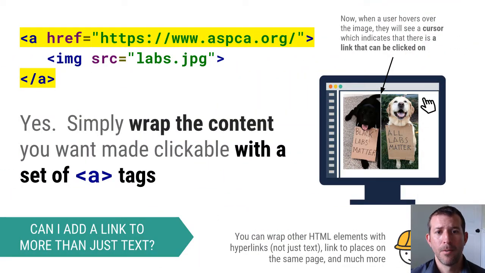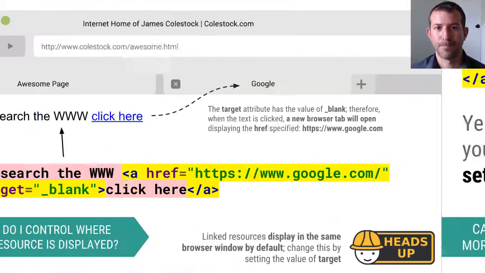So here, I've shown you how you can wrap more than just textual content. In this case, I'm wrapping an image. So I've got a picture of a couple of labs, and then I wrap a hyperlink around it. If someone were to click on a picture of these dogs, the browser would be redirected to the ASPCA's website. So yes, you can wrap any kind of content with A tags, not just text.